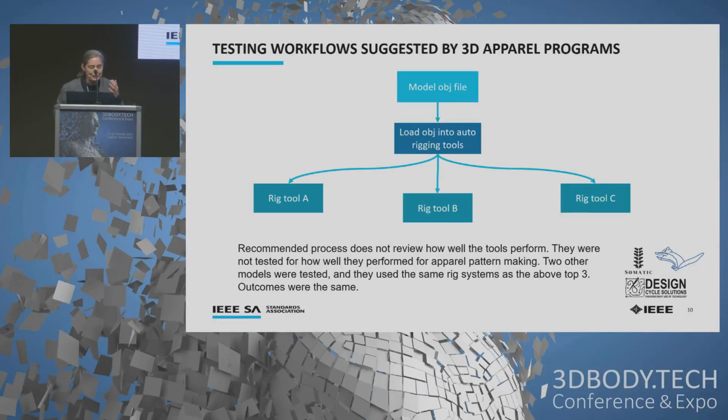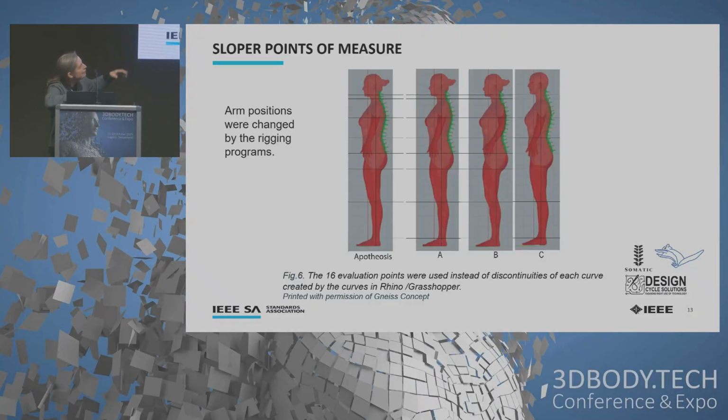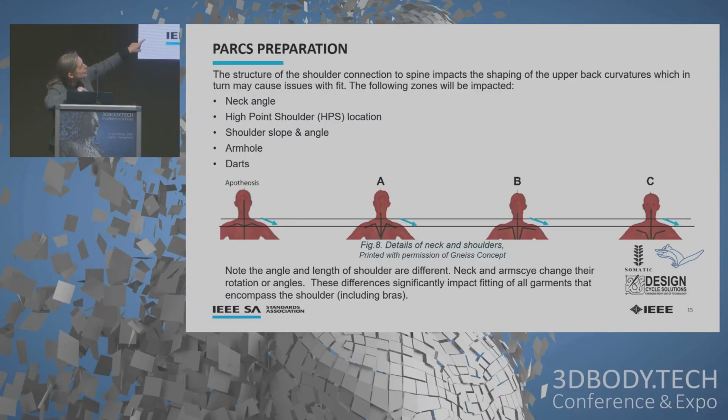We have the model, we load it into the auto rigging tools, and we're just kind of looking and saying, how well did they work? And then this also shows the curve differences. The bum's a slightly different shape. The neck's slightly different in orientation. The shoulder slope is different with every one of these.